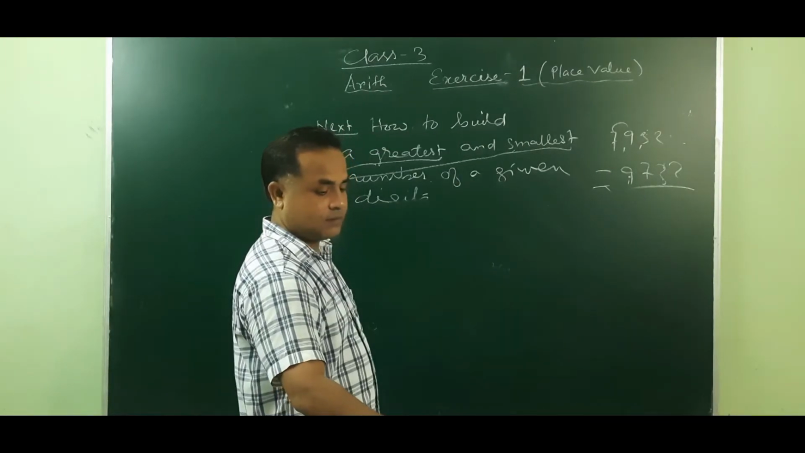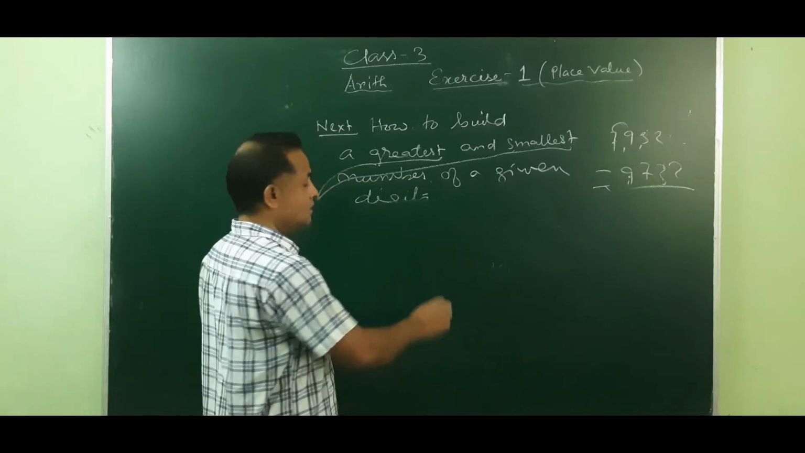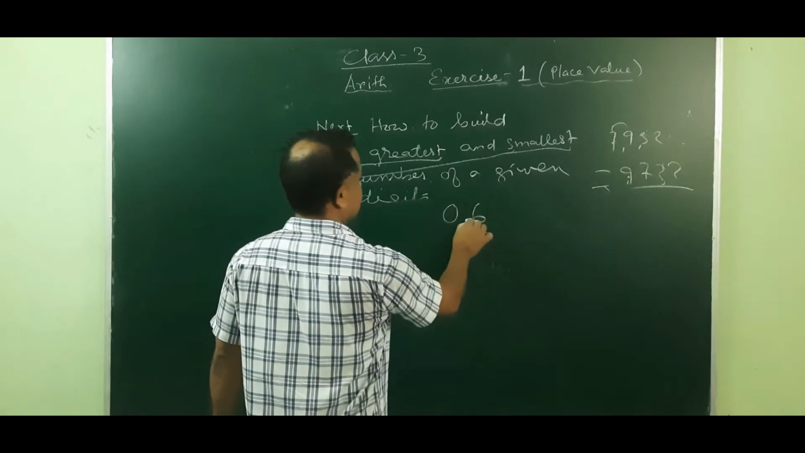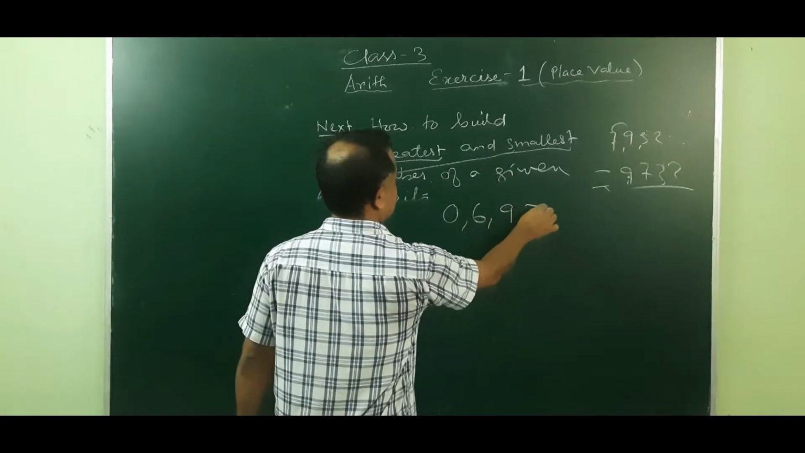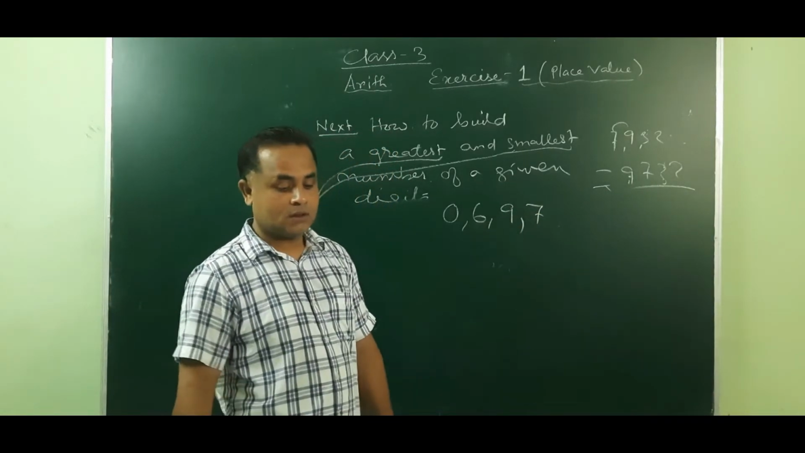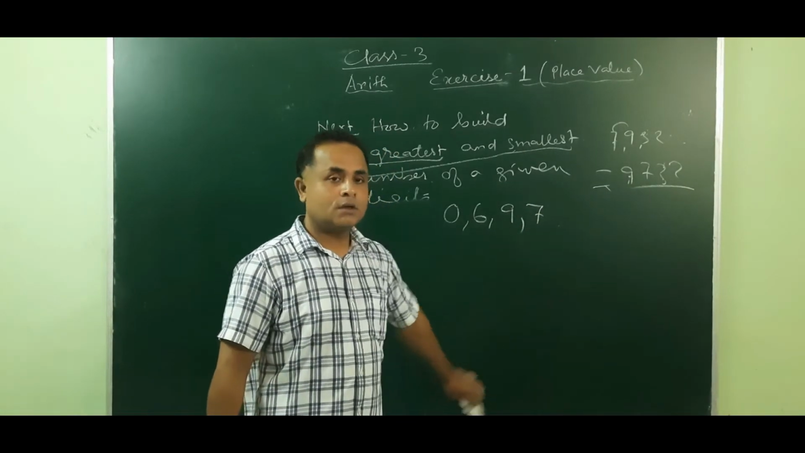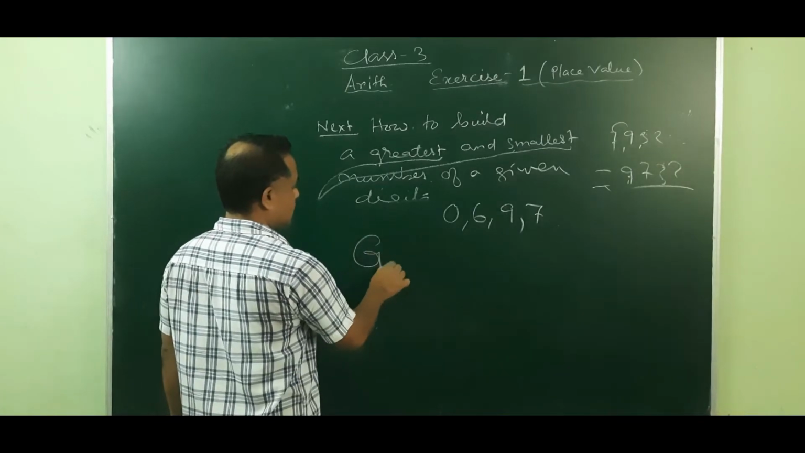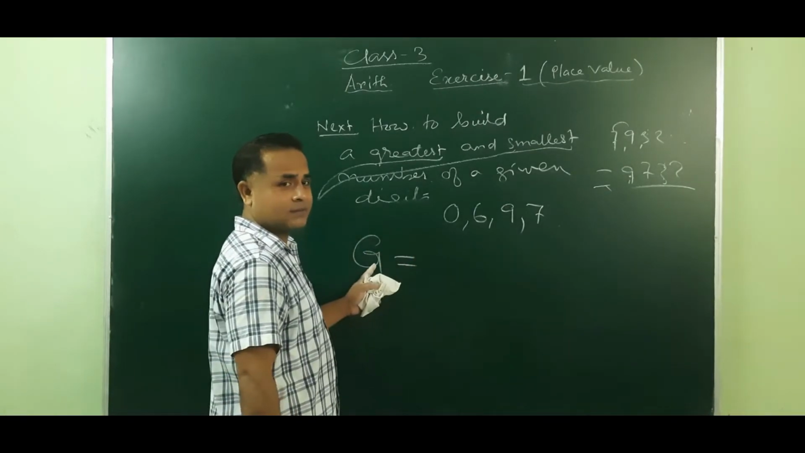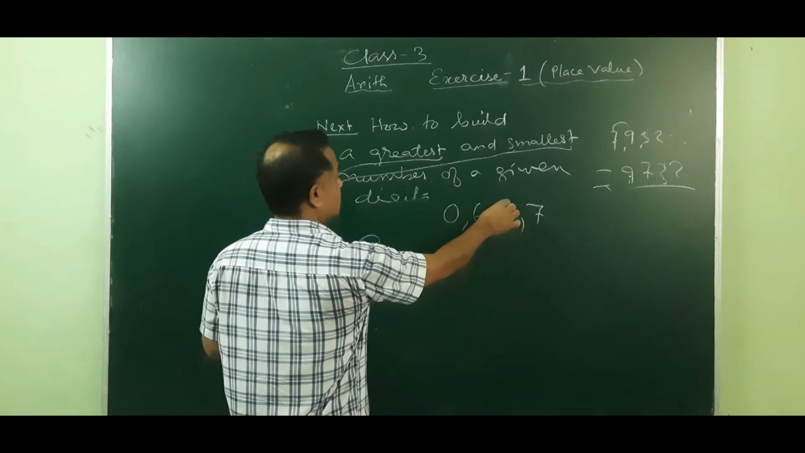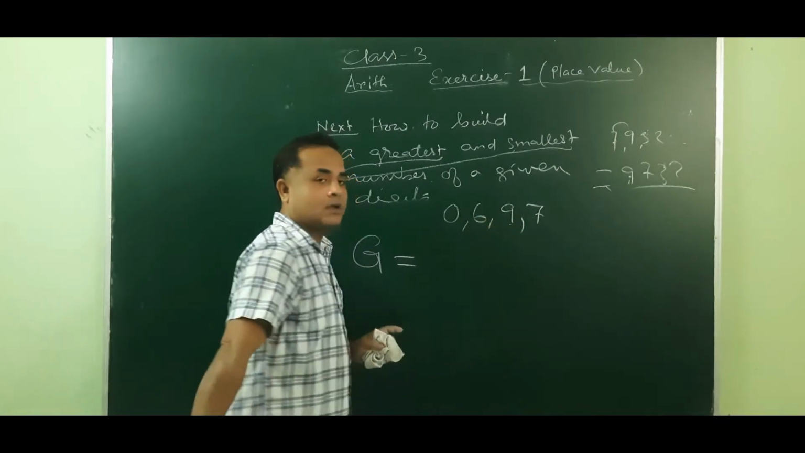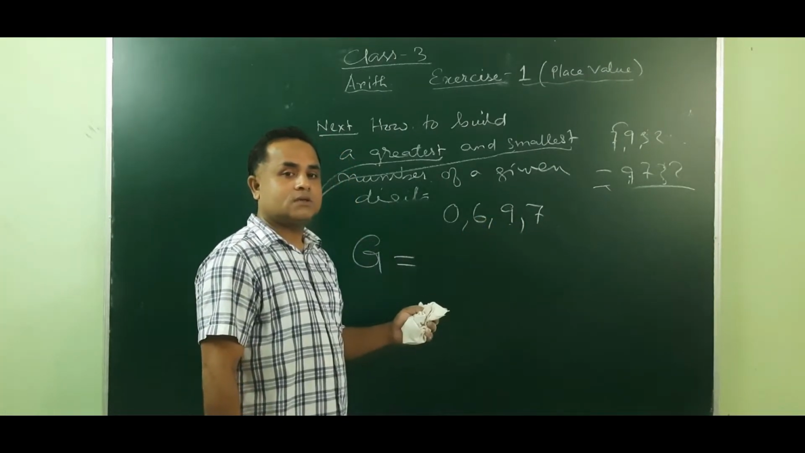Another example, that is 0, 6, 9, 7. 3 digits. So if you write the greatest one, then what will you write? Here for the greatest, only one chance is there.